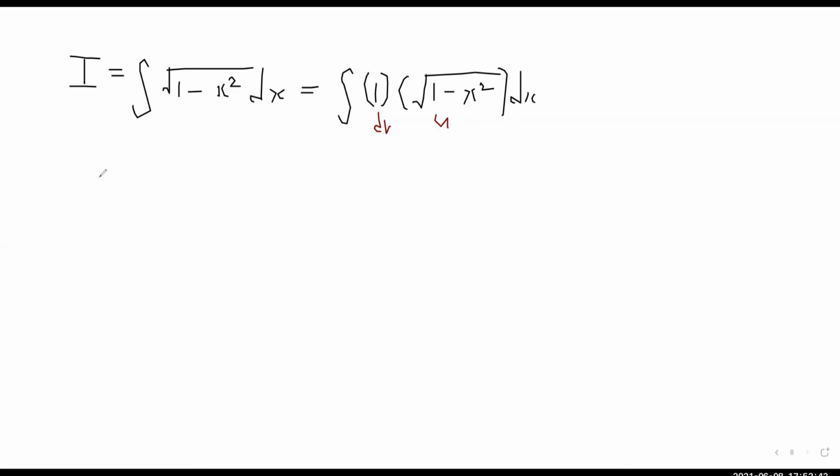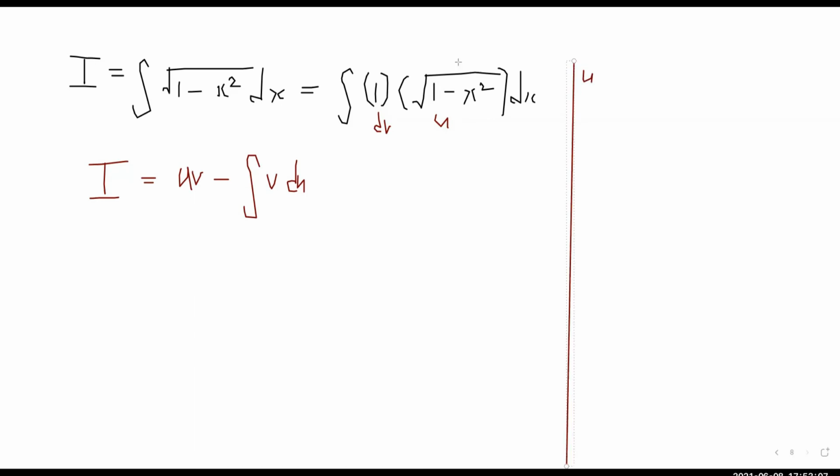So now using by parts, remember the by parts formula is this. I is equal to u times v minus the integral of v du. That's the by parts formula. Now, remember, we're substituting. Let's split the page to do our substitution over here. We're substituting u as the square root of 1 minus x squared. Now, if it is being square rooted, it's really to the half power.